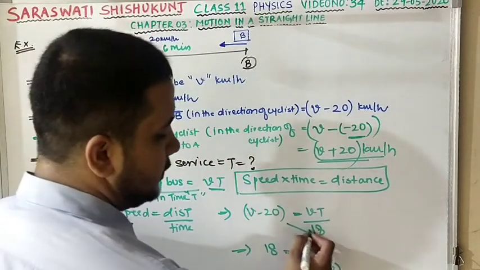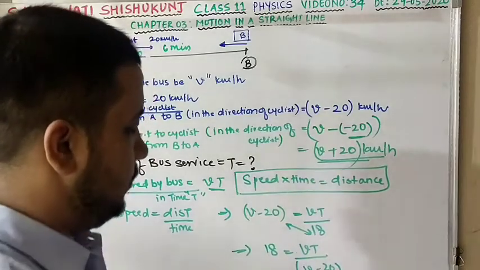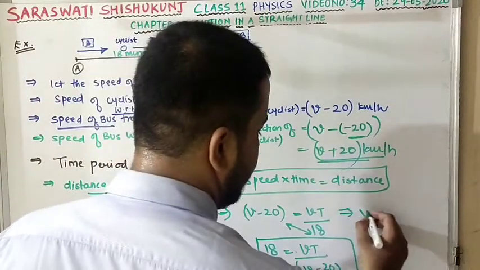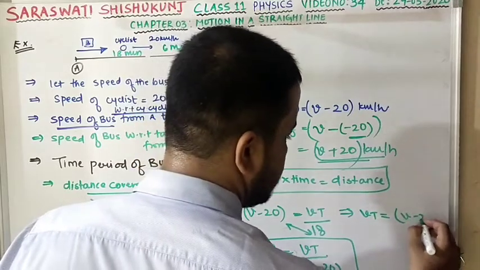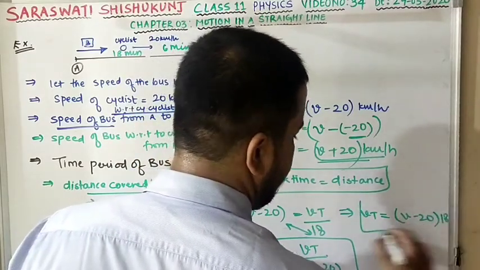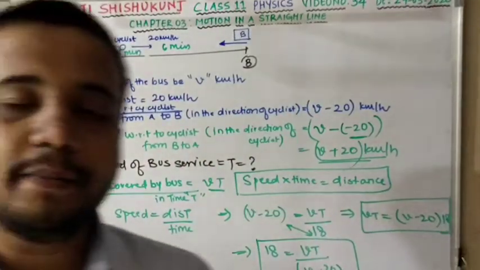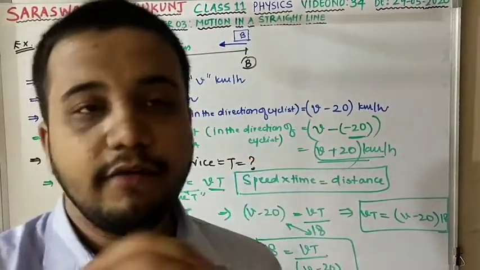I am interchanging these two. This is my equation number 1. More precisely, I can write Vt equal to V minus 20 into 18. Clear? This is my first equation. Hope it is clear perfectly. Fine. Now we are moving ahead.